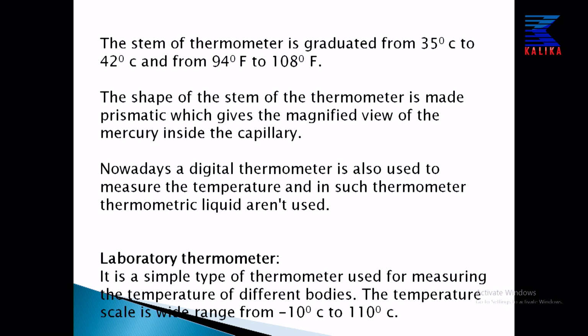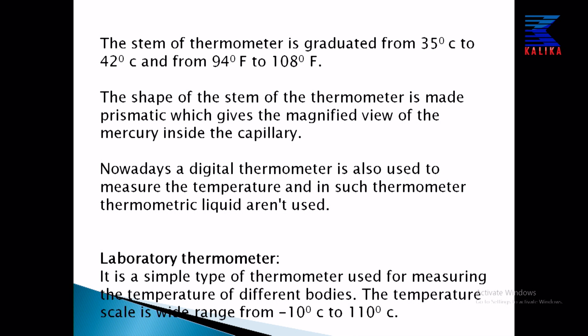Now, the shape of the clinical thermometer is made prismatic. Why? Because it gives a magnified view of the mercury inside the capillary. Means there is a small fine bore through which the mercury level rises and falls, and it is very hard to view if it is not made prismatic. That prismatic shape gives the magnified or enlarged view of the mercury, and we can easily read the temperature detected by the mercury.